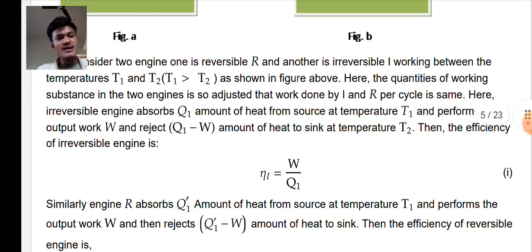Consider two engines, one reversible, R, and another irreversible, I, working between the temperatures T1 and T2, where T1 is greater than T2, as shown in the figure above. The quantity of working substance in the two engines is so adjusted that the work done by I and R per cycle is the same. Here the irreversible engine absorbs Q1 amount of heat from the source at temperature T1, performs the output work W, and rejects Q1 minus W amount of heat to the sink at temperature T2. Then the efficiency of the irreversible engine is eta I equals W by Q1. That is equation 1.